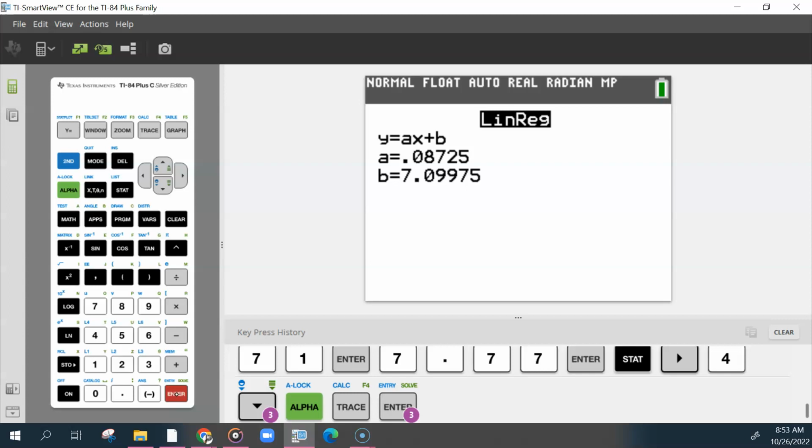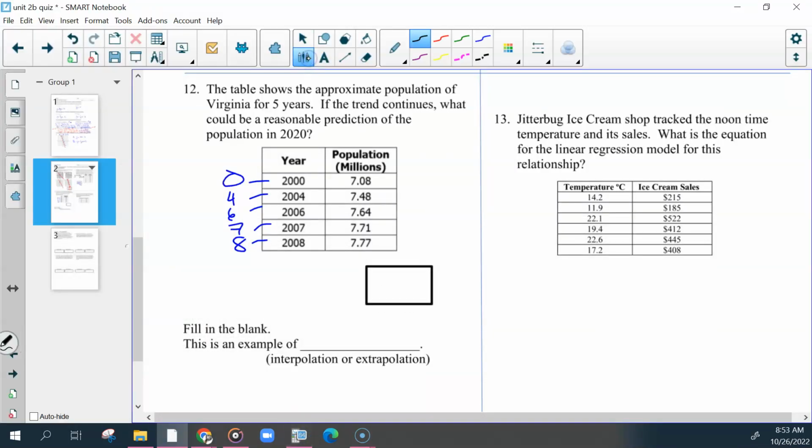Again, 2 decimal places was good, more than that was fine. 0.09 and 7.09 was okay, 0.09 and 7.10 was okay. Rounding this to just 7 and 1 was not. That was way too much rounding. So somewhere on your paper, I needed that equation. Some of you also put 0.9 instead of 0.09, so be careful with that.